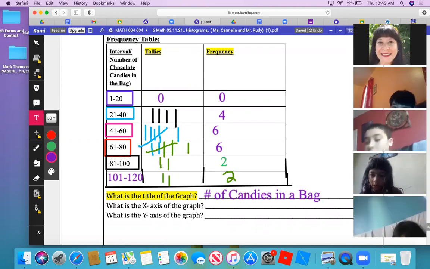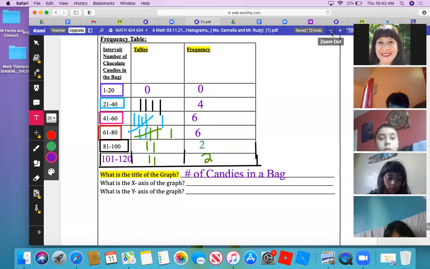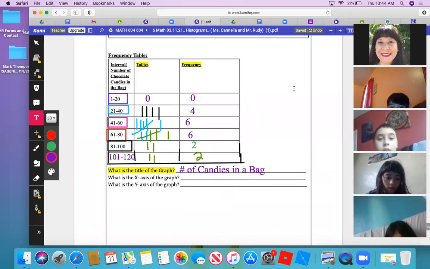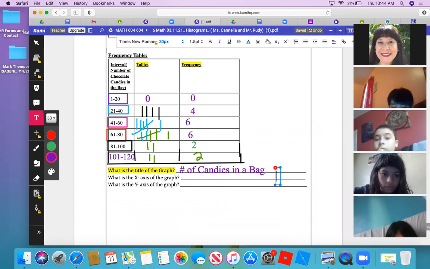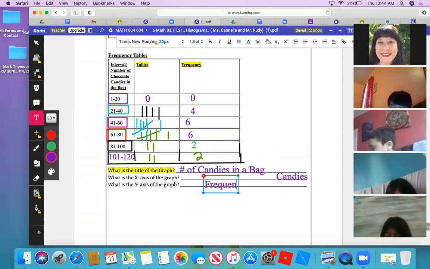Let's see who else there is. Adam, what is the x-axis? Is it going to be the candies or the frequency? What do you think? What are we going to measure? Are we measuring the frequency or the candies now? The candies. Which means that the y has to be the frequency. Perfect, which is how many times it shows up, right?